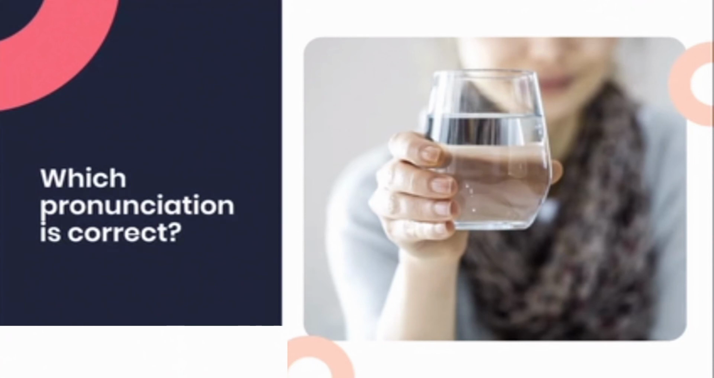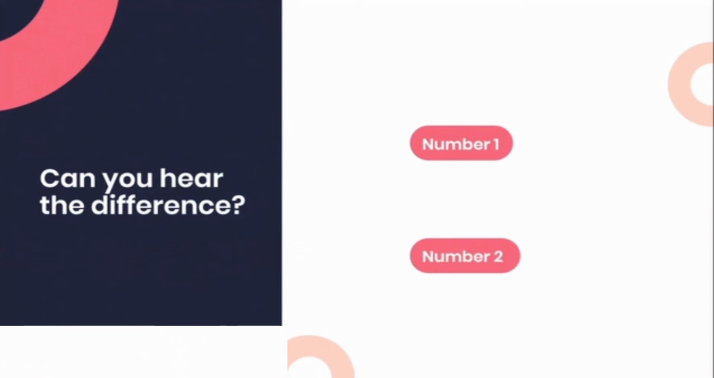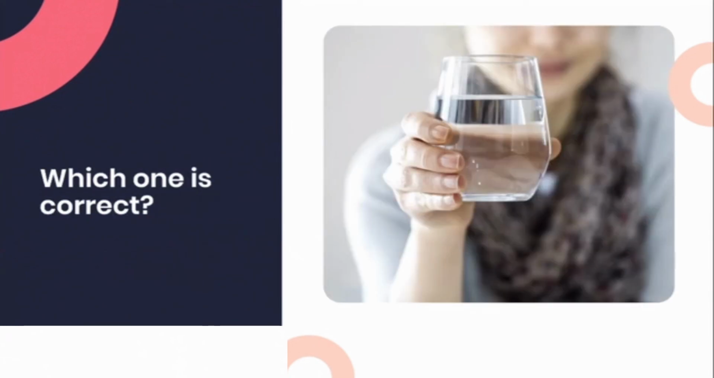I'm going to pronounce a word in 2 different ways now, and you need to decide which pronunciation is correct. Listen closely. Can you hear the difference between these 2 words? Number 1, water. Number 2, water. Which one is correct? Number 1 or number 2? It's number 1, water.